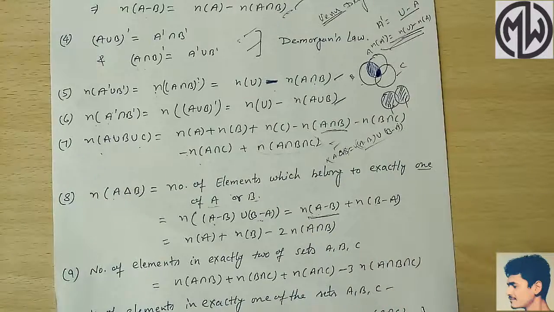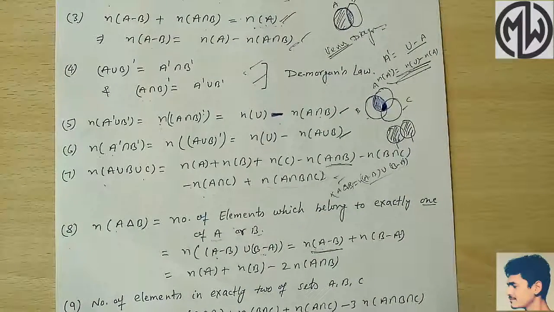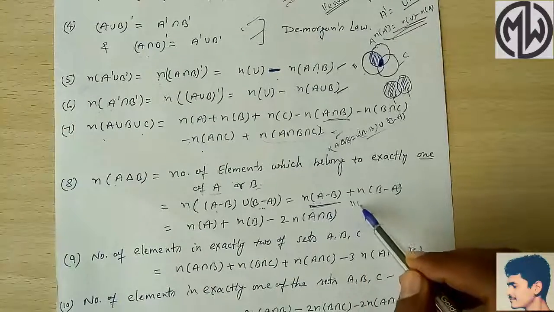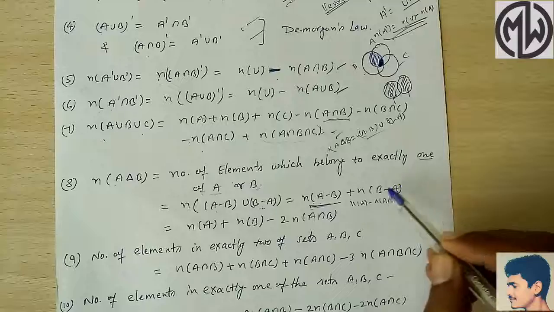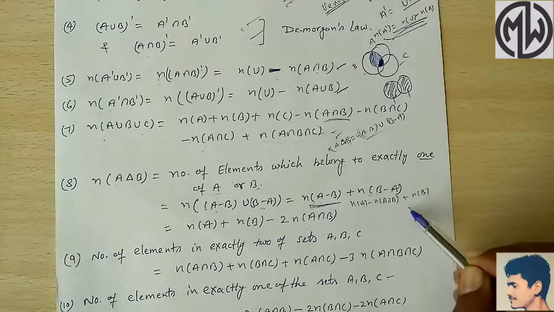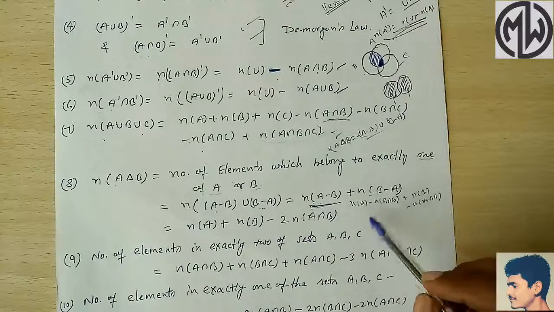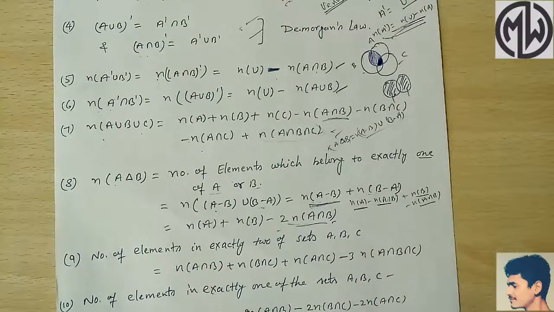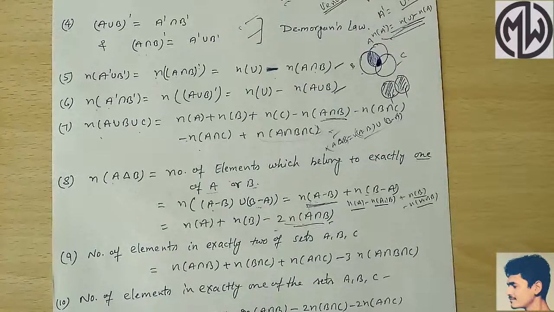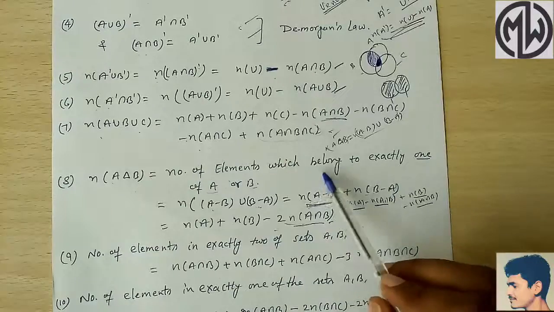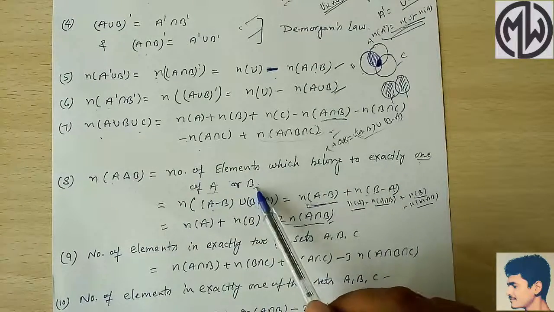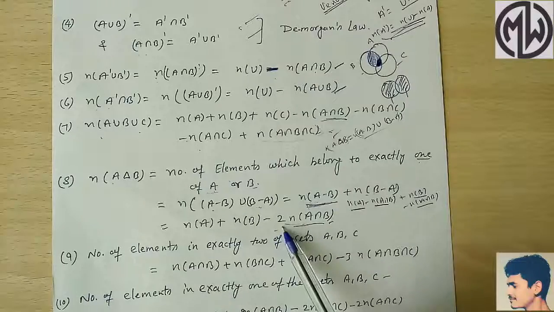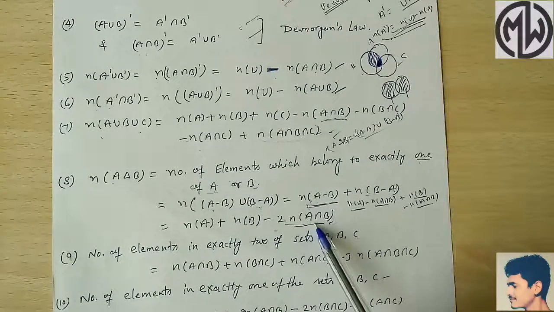Now n of A minus B, by the third property, is equal to n of A minus n of A intersection B. So this is n of A minus n of A intersection B plus n of B minus A, which can be written as n of B minus n of A intersection B. So overall, the number of elements in A symmetric difference B, which belong to exactly one of set A or set B, is equal to n of A plus n of B minus 2 into n of A intersection B.